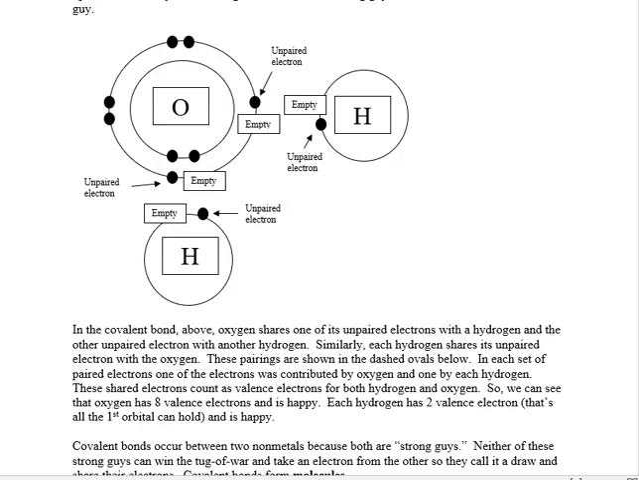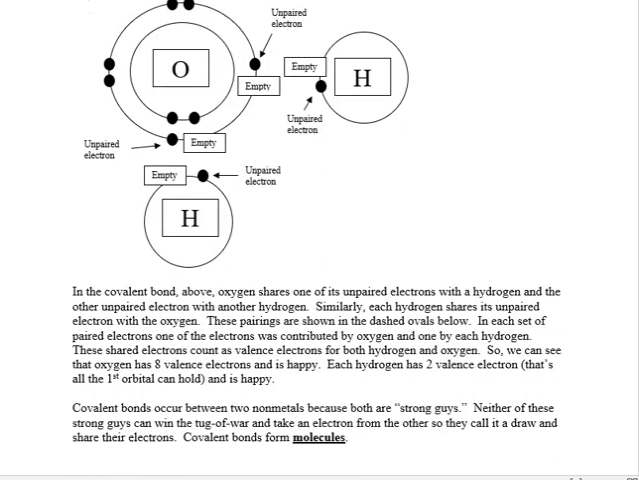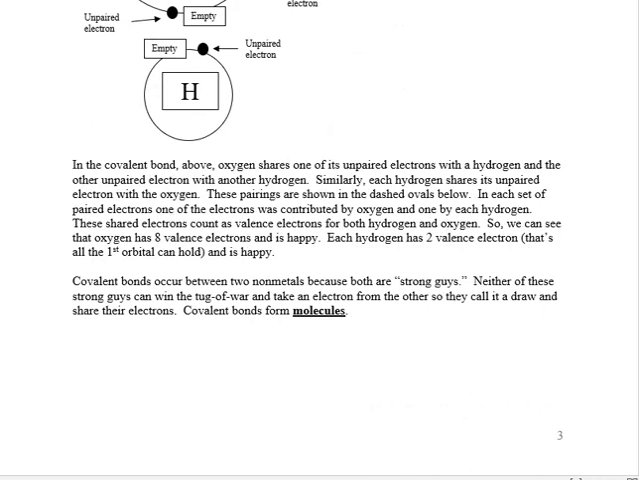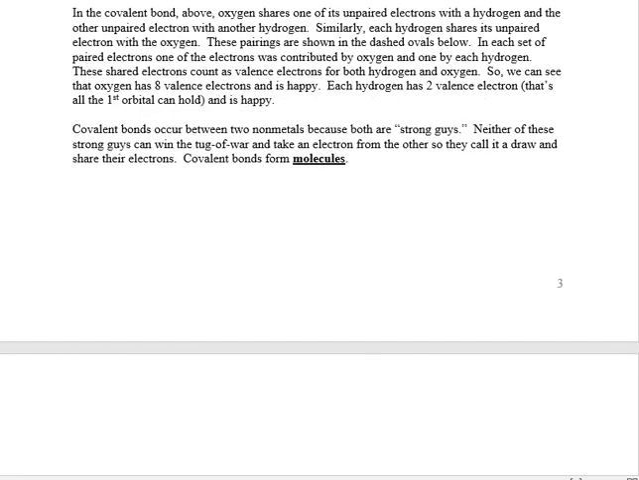So in the covalent bond above, oxygen shares one of its unpaired electrons with the hydrogen and the other unpaired electron with another hydrogen. Similarly, each hydrogen shares its unpaired electron with the oxygen. These pairings are shown in the dashed ovals below. In each set of paired electrons, one of the electrons was contributed by the oxygen and one by the hydrogen. These shared electrons count as valence electrons for both hydrogen and oxygen, so you can double count them.